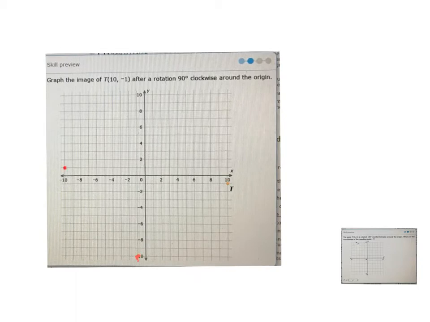The next one would be, if I was going to do 180, it would be there. If I was going to do 270, it would be there. And then 360 all the way back, right there.